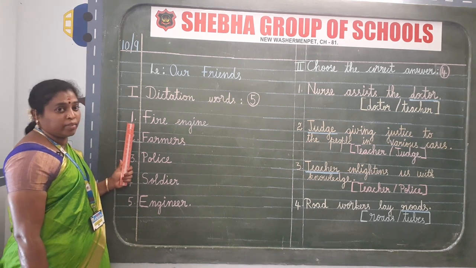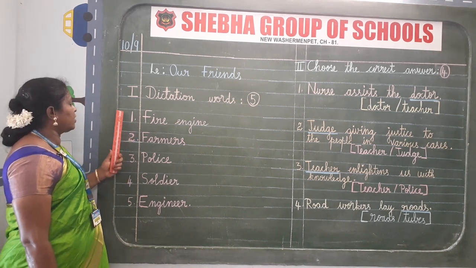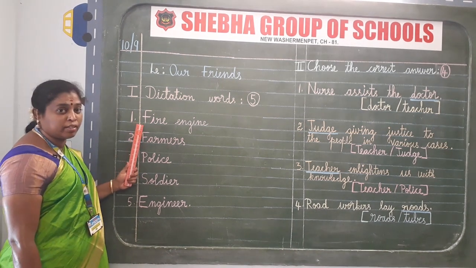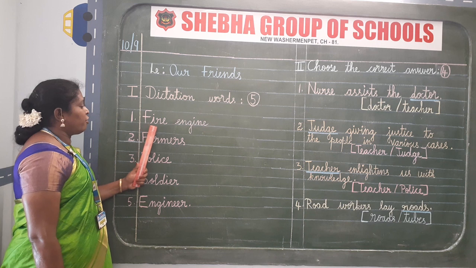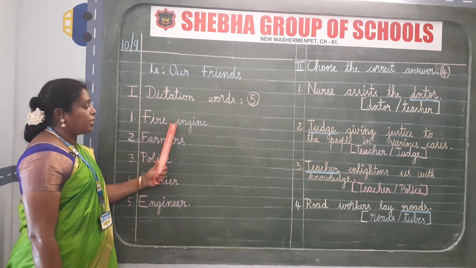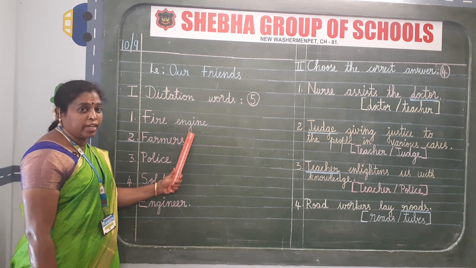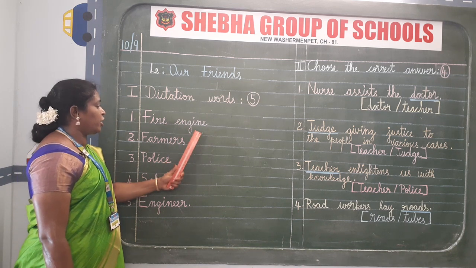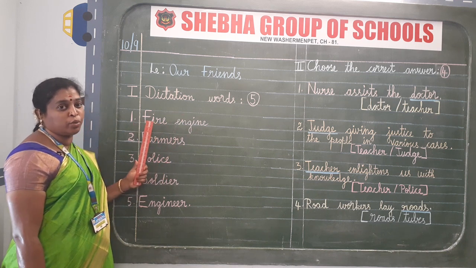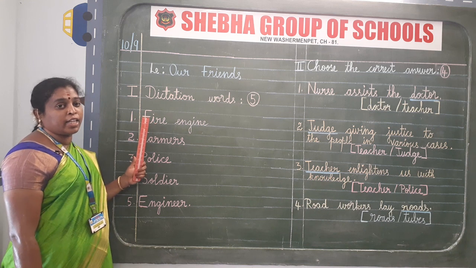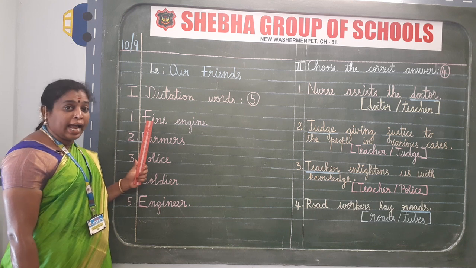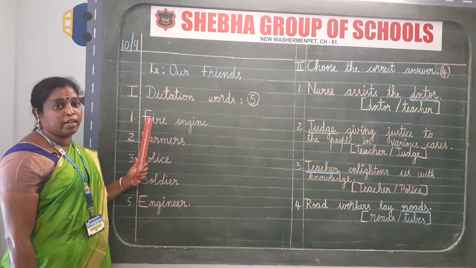The number one word. Write the serial number inside the margin. Start writing near the margin. The first word, fire engine. F-I-R-E, fire engine. E-N-G-I-N-E, engine. A fire engine is a vehicle used during fire accidents. The vehicle has water, tubes and other equipment and a ladder for putting out the fire.